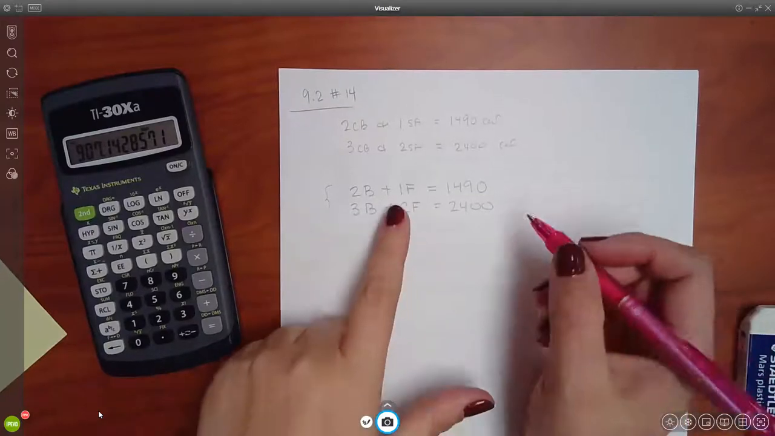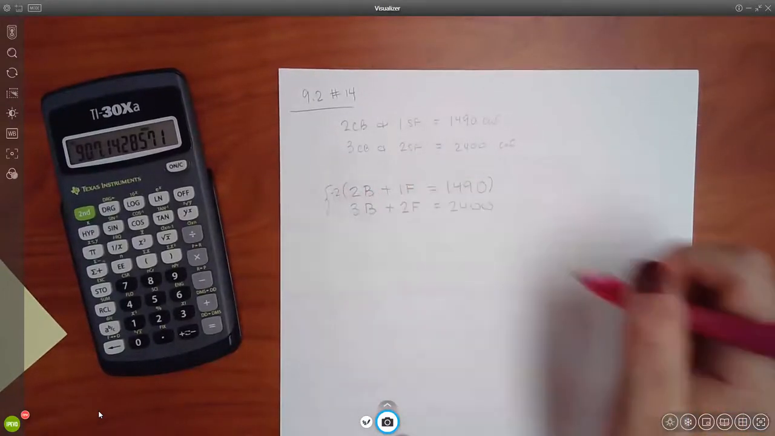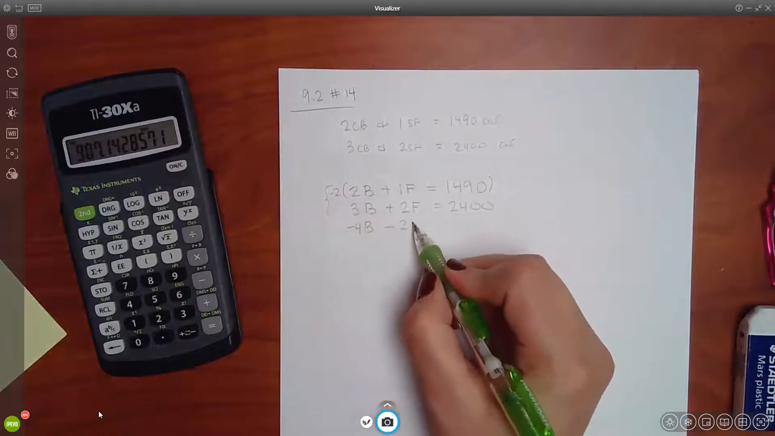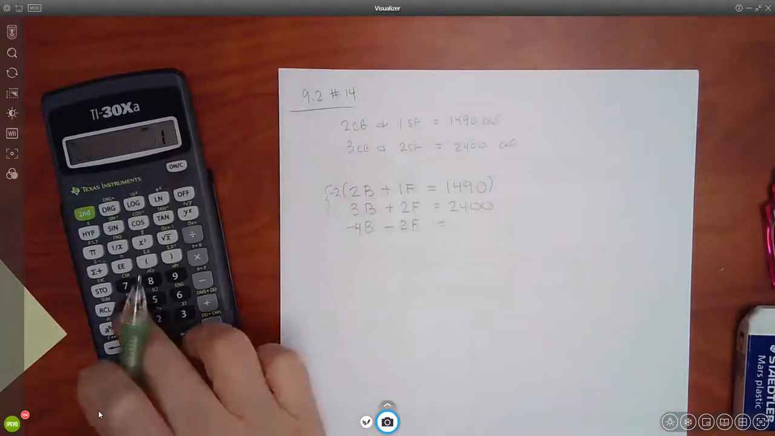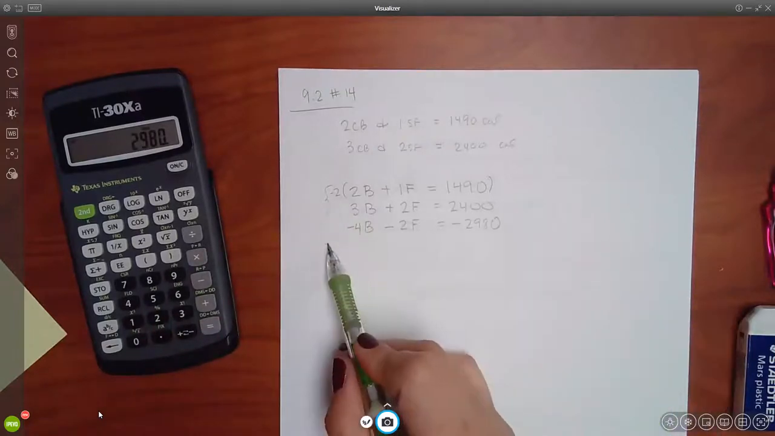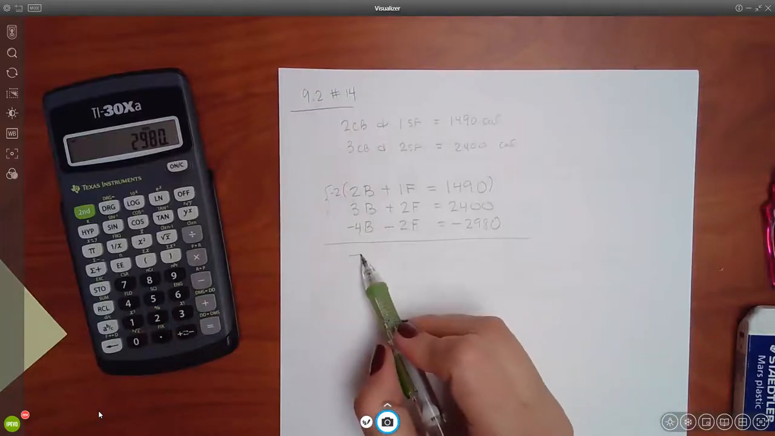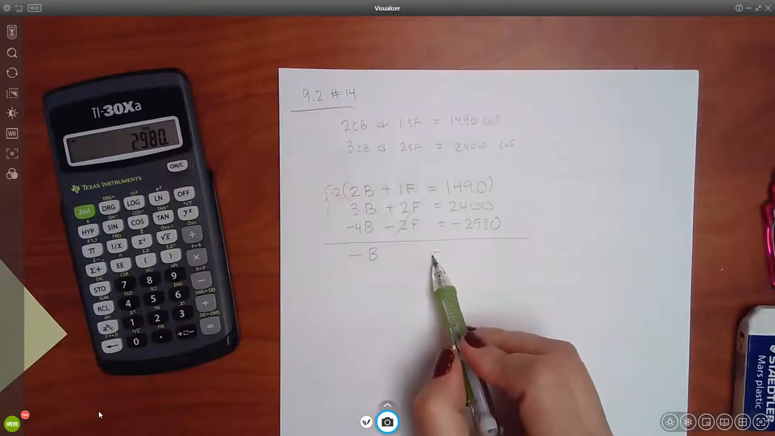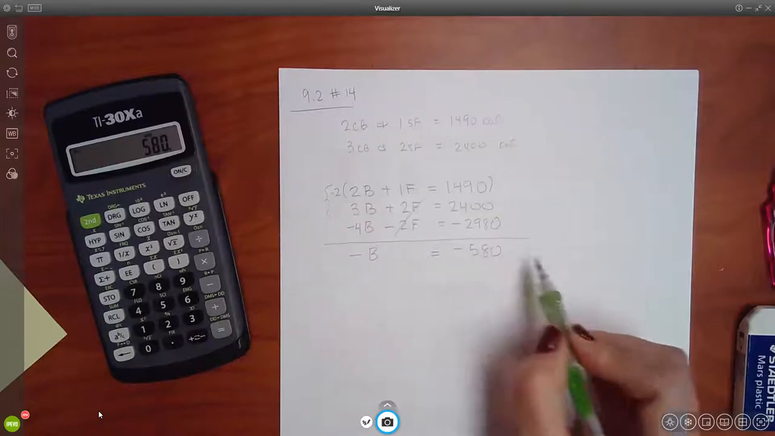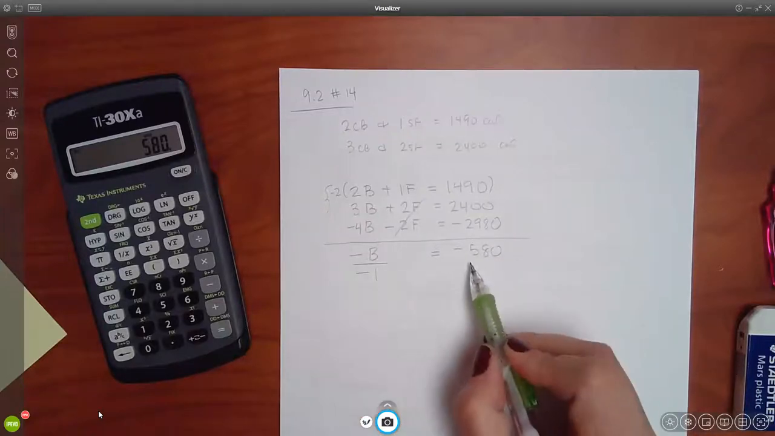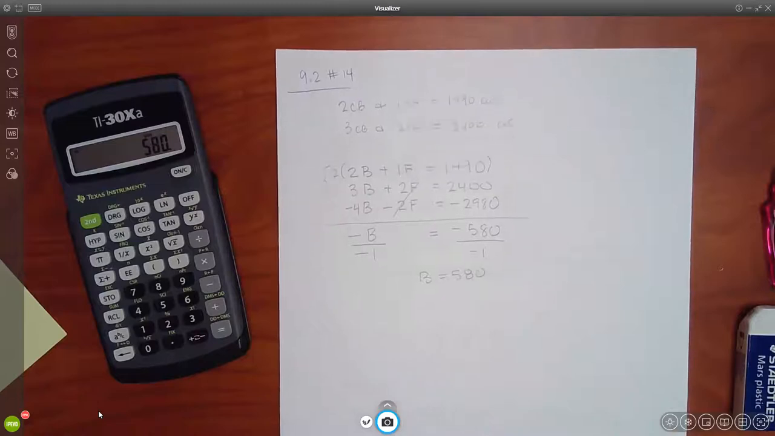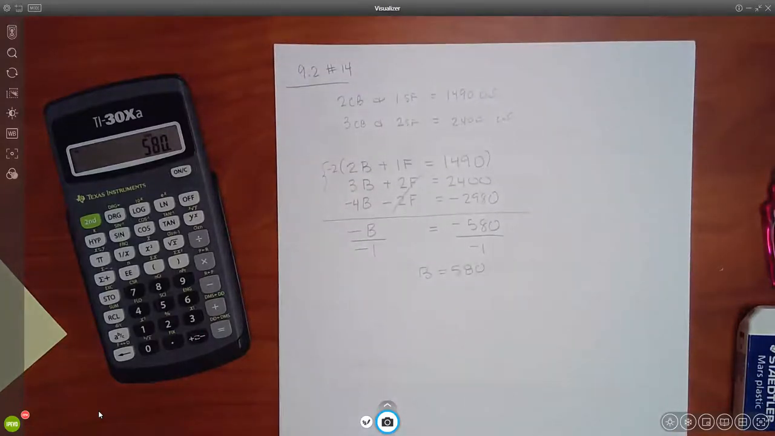Negative two. So it will have the same number in the front, but it'll have a negative, right? So I'm gonna get negative 4b, I'm gonna get negative 2f, and I'm gonna get negative 2980. So when I combine the two things, I'm gonna get one negative b, f's are gone, and negative 580. Then I just have to divide by the negative one coefficient, and I get b is positive 580. So one burger is gonna be 580 calories.